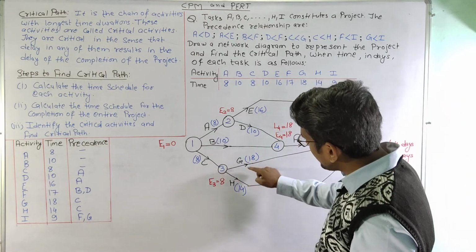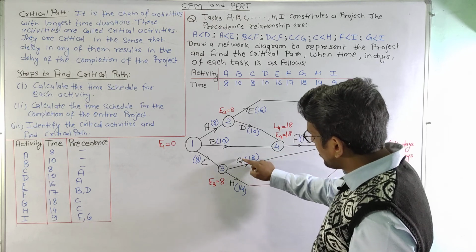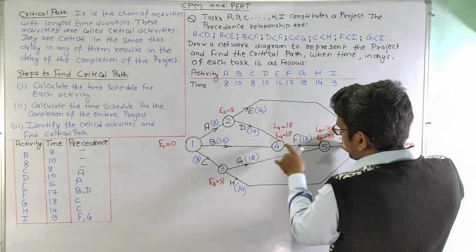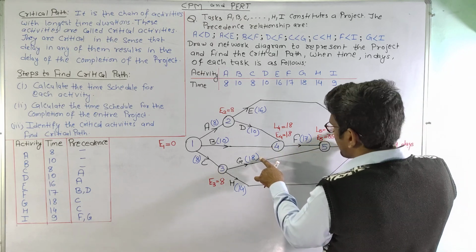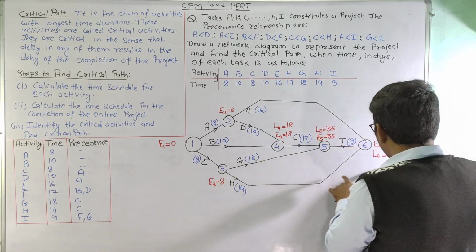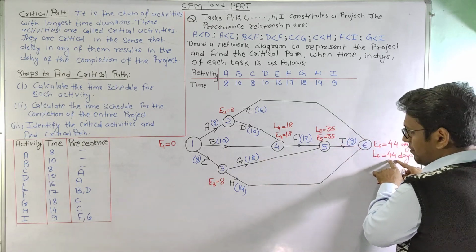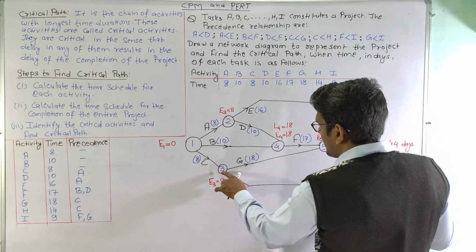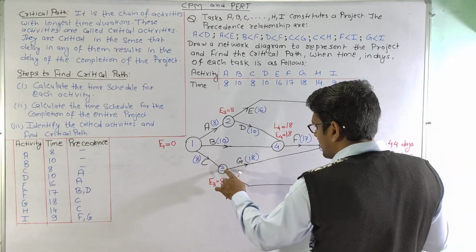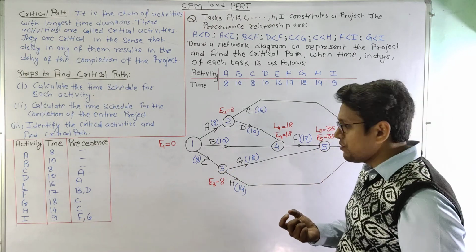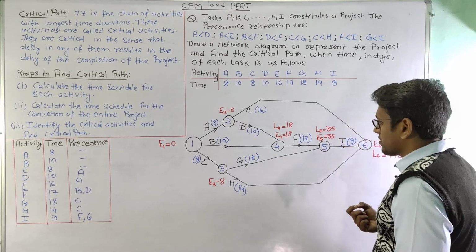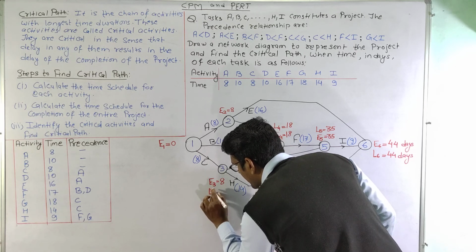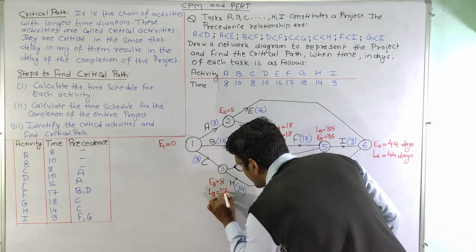At node 3 we can see that there are two outgoing arrows. So what we will do is we will select this 35 minus 18. So 35 minus 18 is 17. And here we have 44. 44 minus 14 is 30. So this is 17, and from this it is 30. So here for the latest value we will select the minimum value. So we will select the 17 here. So L3 is equal to 17.